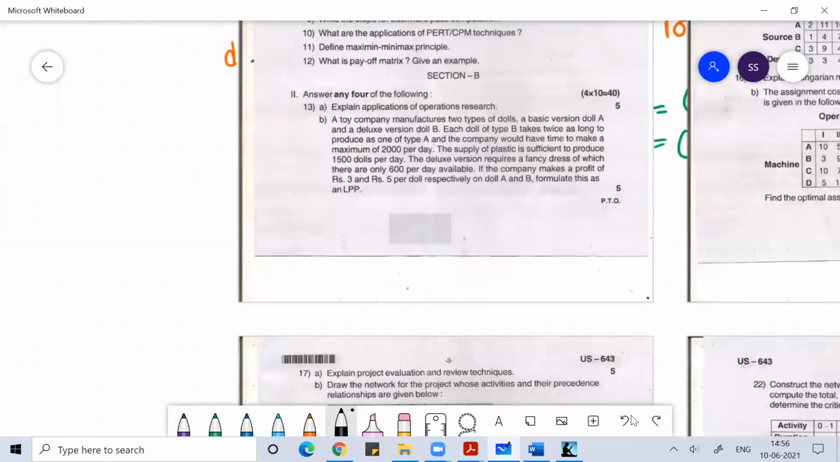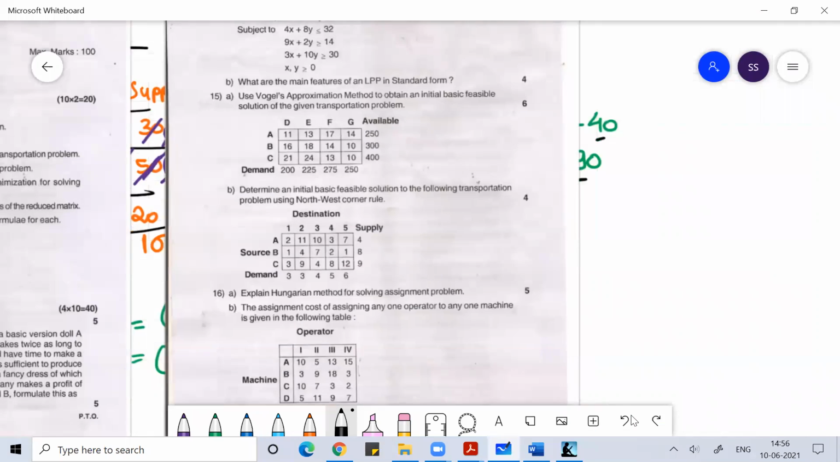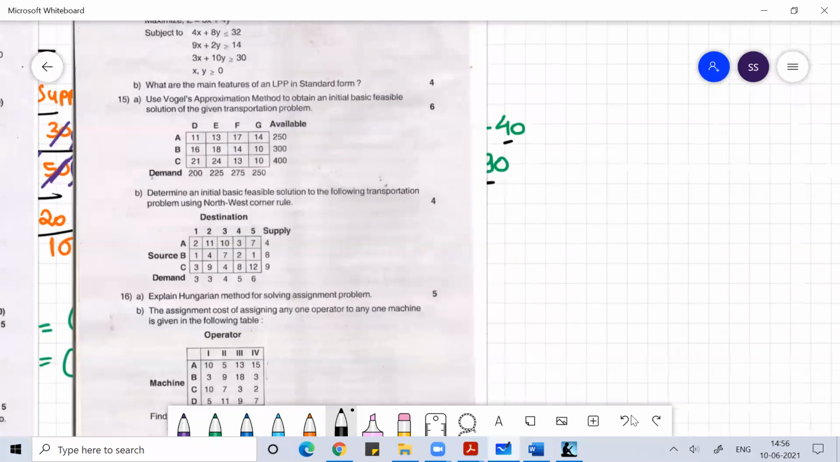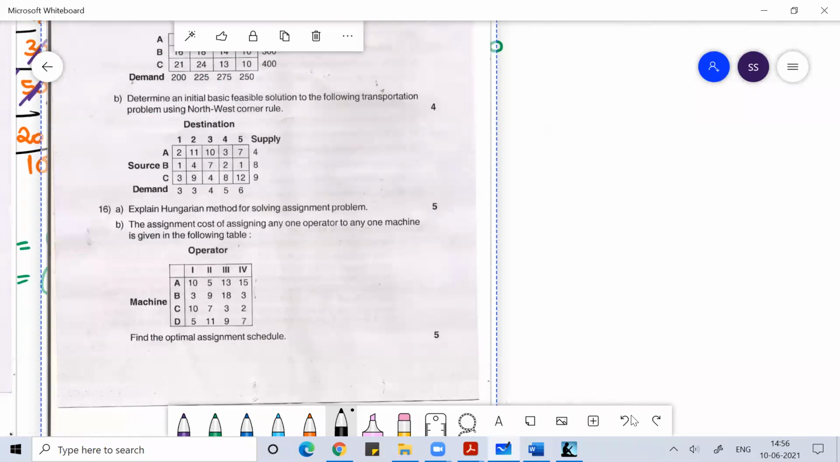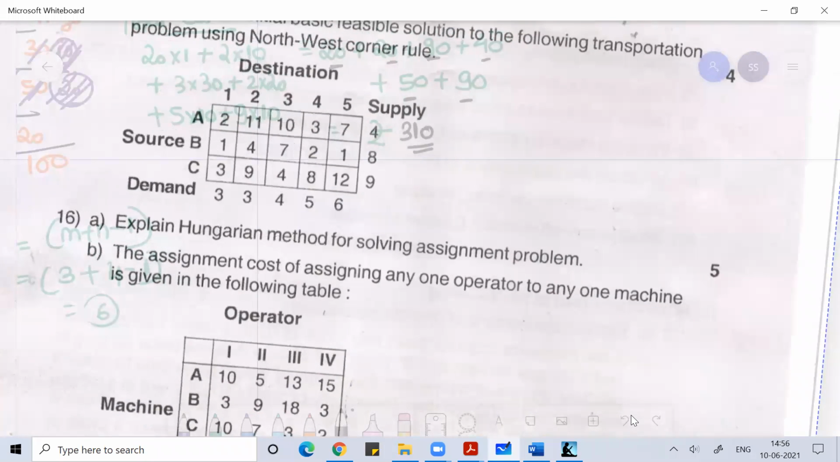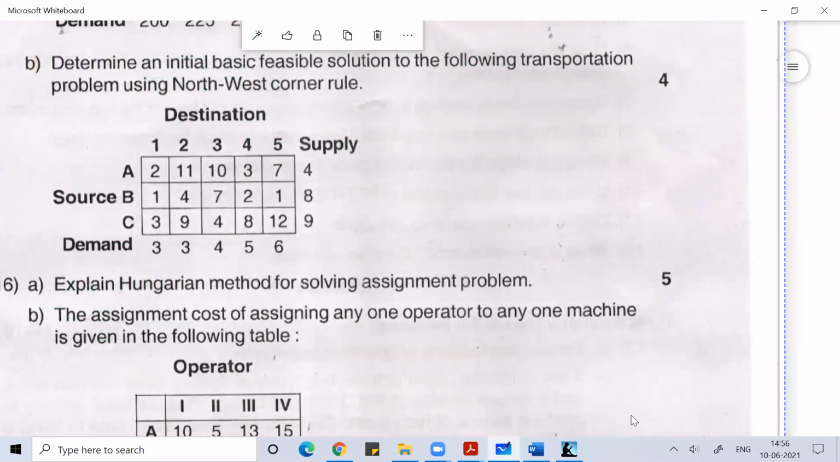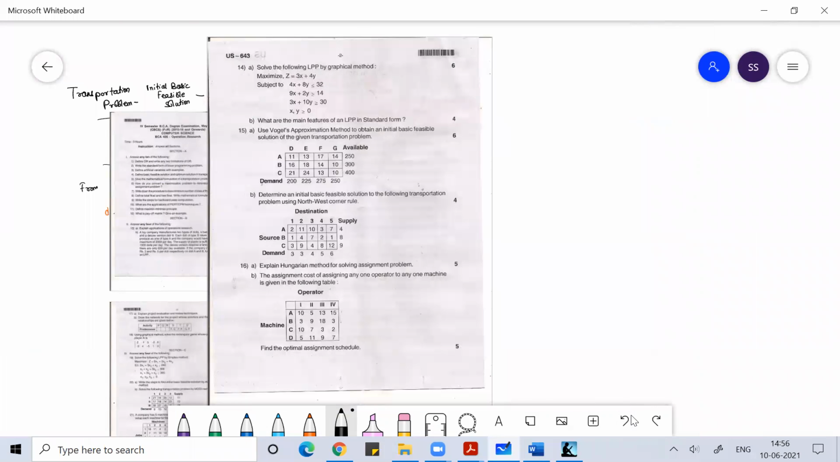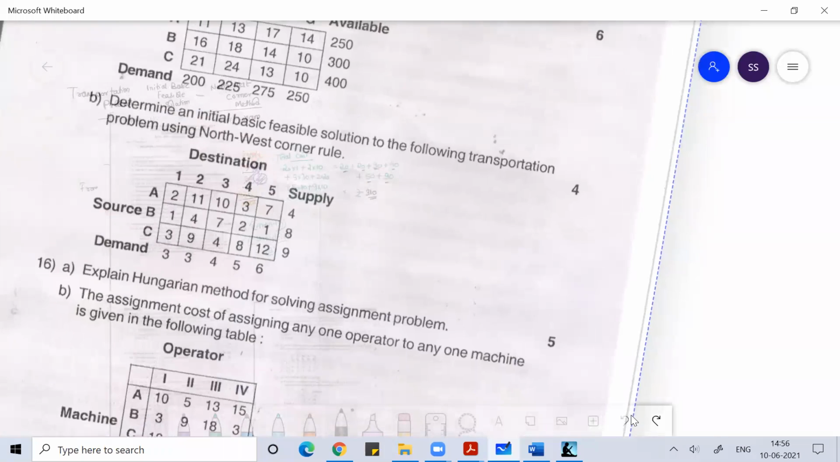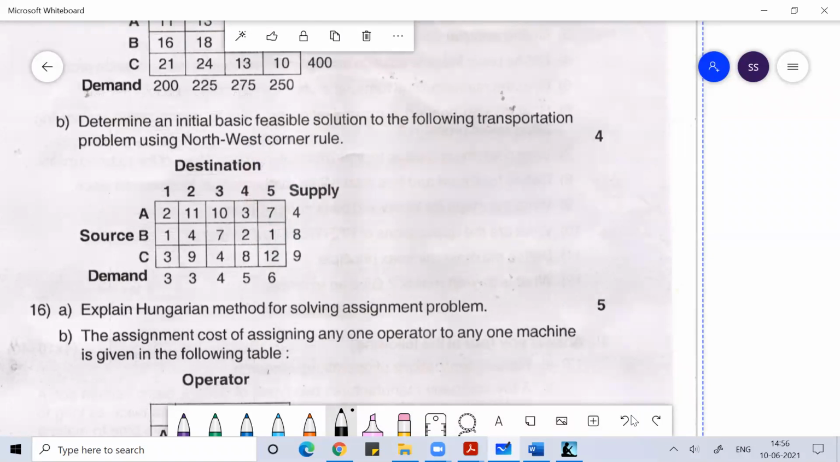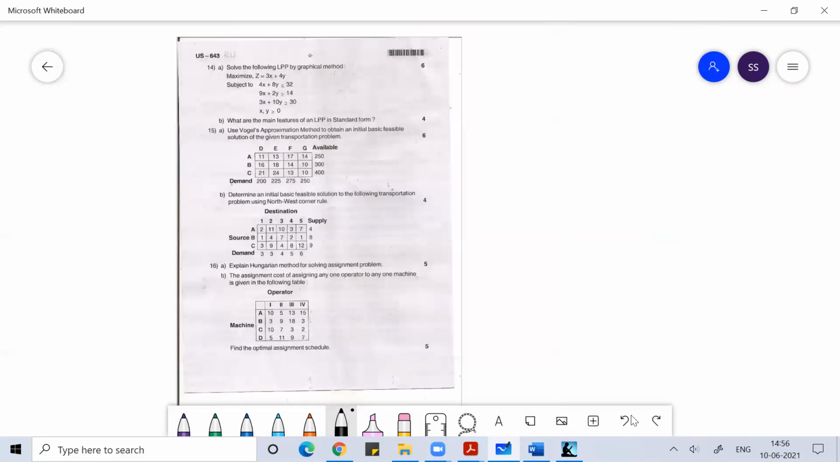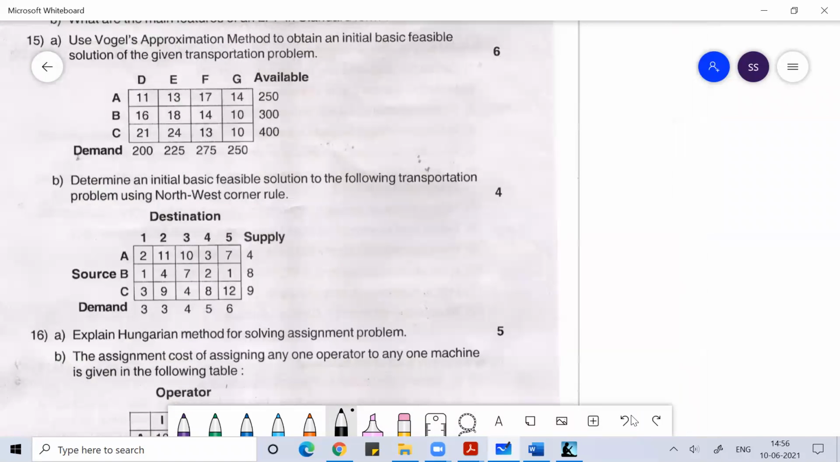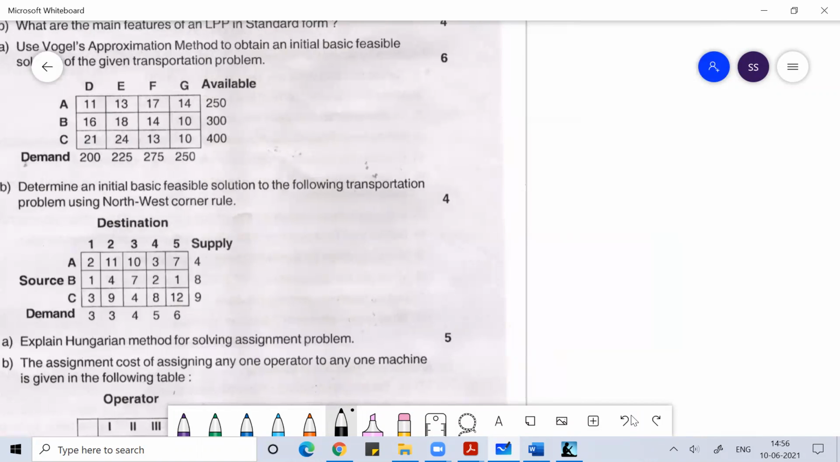If we see the 2017 paper, you can see this question. This question came for 4 marks, guys. Okay, when you see this, this is the 2017 question.